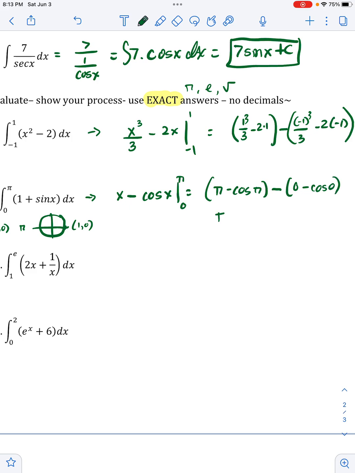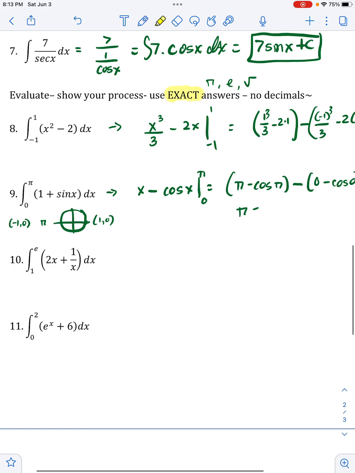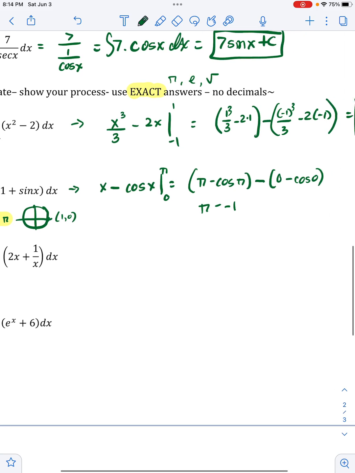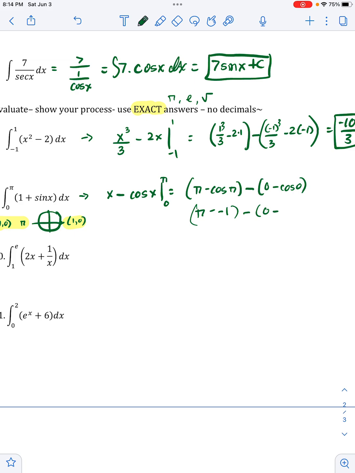Alrighty, well, pi is pi. And then if it says minus the cosine at pi, I look over here, the cosine at pi is going to be a -1. So I have minus -1. And then here I have 0 minus the cosine at 0, but the cosine at 0 is a positive 1. So again, the negatives are a complete nightmare.